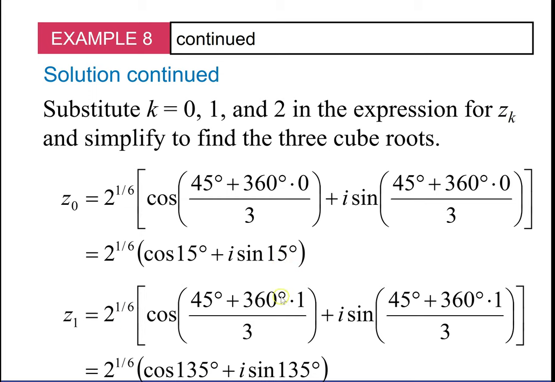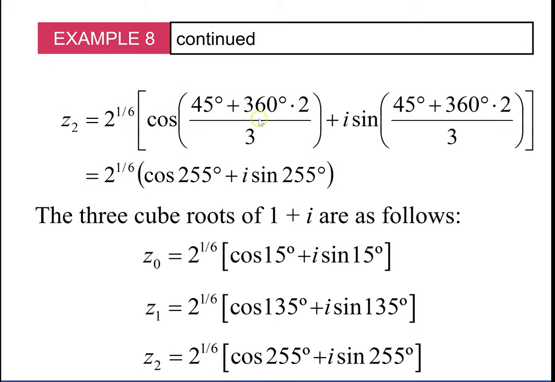All right, the next one. This one's going to be 1 full revolution plus 45 divided by 3, so it turns out to be 135. And the last one, because you only go out to n minus 1, now you've got 2 full revolutions, 360 times 2, 720 plus 45 divided by 3 gives you 255. So there it is. There are your 3 cube roots of that number.